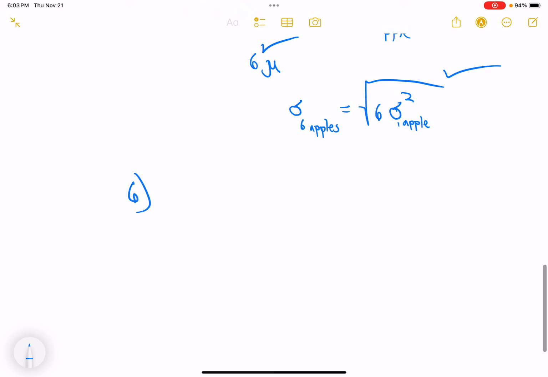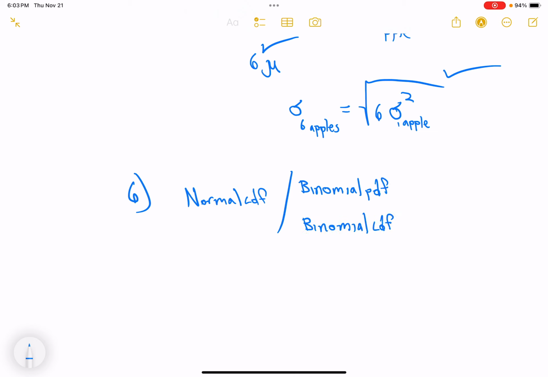Pro tip 6, I'm really going all in for you guys. I want to make sure you get as much practice as you can and you know all the ins and outs of your distribution and what it requires. So let's roll. Be able to know the difference between normal CDF, binomial PDF, binomial CDF, geometric PDF, or geometric CDF. Those are your 3 big options, but you need to know when each one is useful.